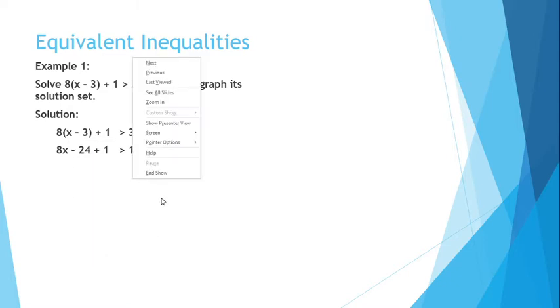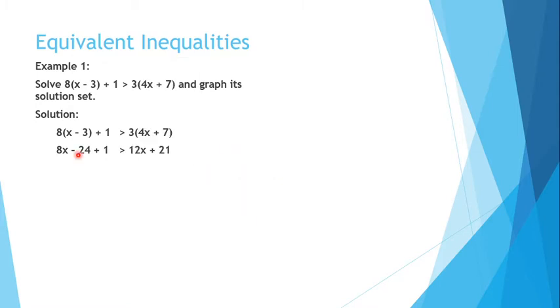Next, plus 1, and then greater than, we have 12x. How did we get the 12x? That is 3 times 4x, which gives 12x, and 3 times 7, that is 21. Just like how you solve an equation, that is also how you will solve the inequality. And then we have negative 24 plus 1, that is negative 23. And for this side, that is just the same.